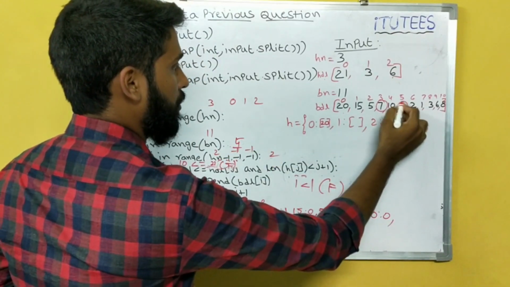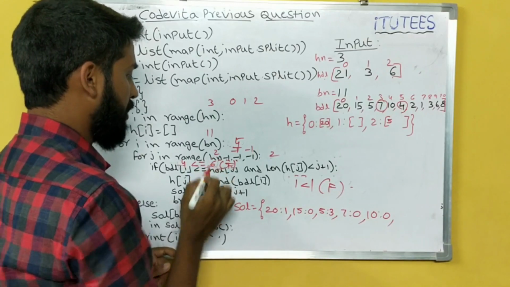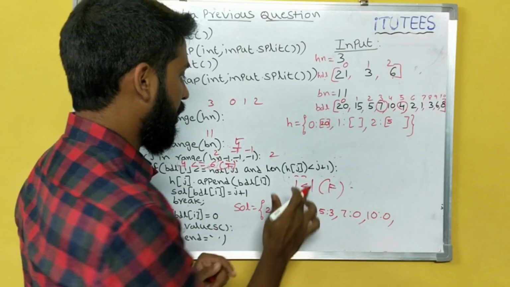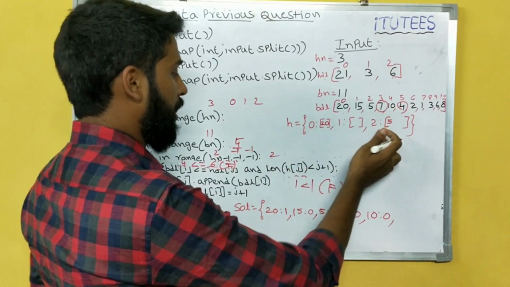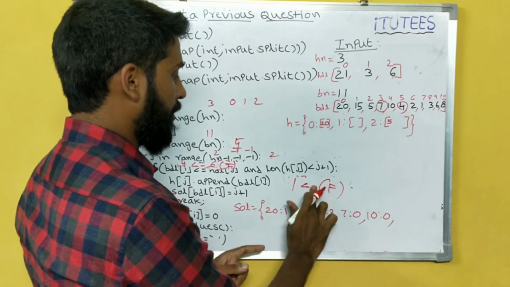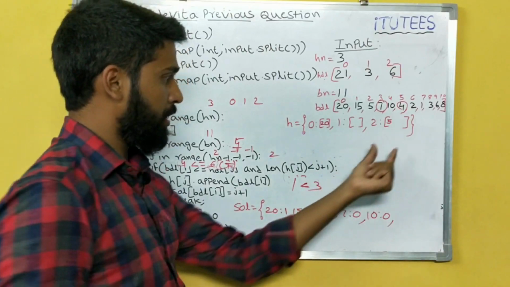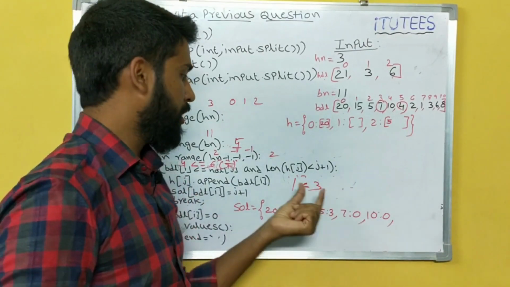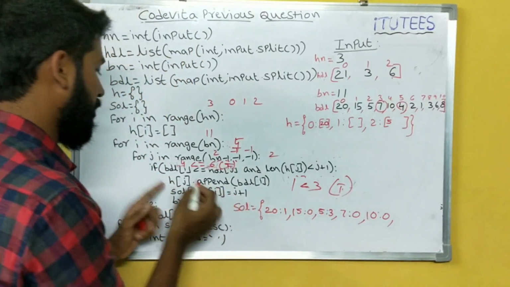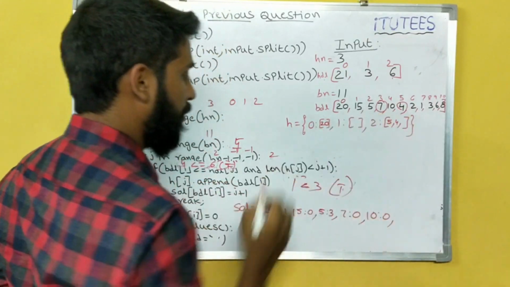That means this one. 4 less than or equals to 6. Yes, it is true. Go to here. So length of h of j. What is the length of h of j? 1 less than, what is the j value? The j value is 2. 2 plus 1, 3. That means in this place we accommodate 3 balls. 1 less than 2, 1 less than 3. So it is true. So enter into this. H of j dot append. That means here I am going to append 4.